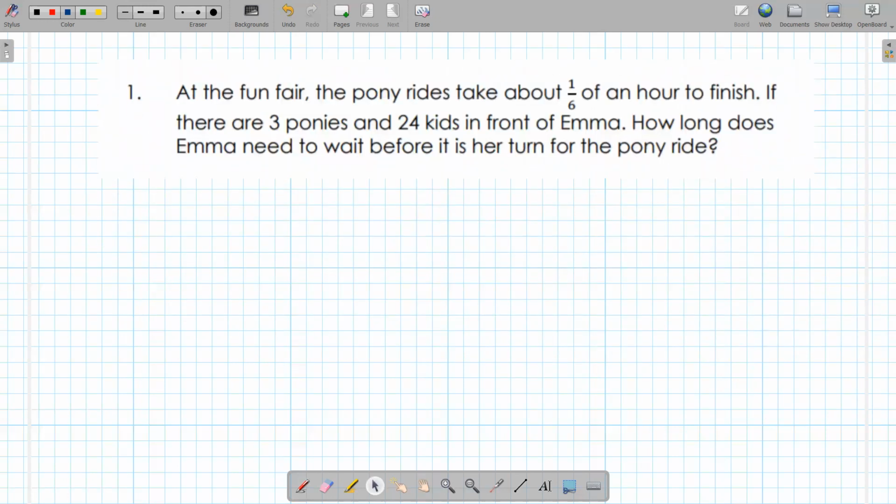All right, so the pony ride takes 1/6 of an hour to finish. If there are 3 ponies and 24 kids, how long does Emma need to wait?